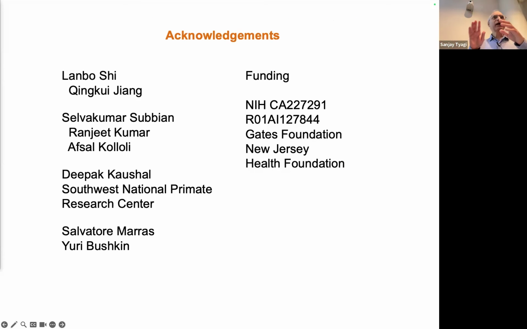And with this, I will end. And these are the people who did the work. Lamboshi, his postdoc, Chin Q, Selva, Subian, two postdocs with him, Ranjit and Afzal. Deepak Kaushal provided the samples from macaque, and Salvatore made many of these probes, or taught the kids how to make them. And Yuri Bushkin, who sort of wrangled me into TB world, and funding was these guys.